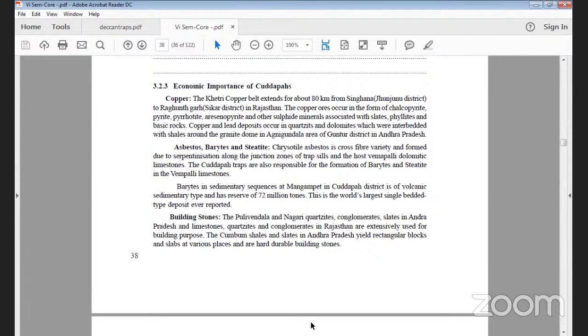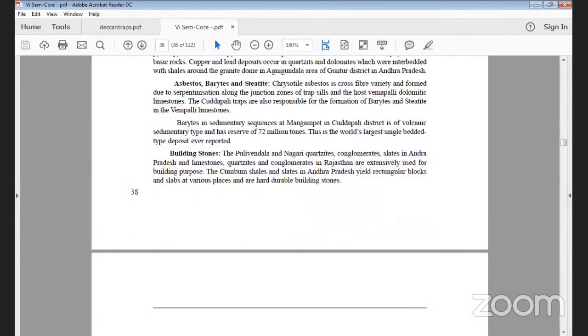The next one is building stone. The Pulivendula and Narji quartzites, conglomerates, and slates in Andhra Pradesh, and some limestones and quartzite conglomerates in Rajasthan, are extensively used for building purposes. The next one is the Kumbham shales and slates. They are useful for making rectangular blocks and slabs, which serve as hard, durable building stones in different areas.